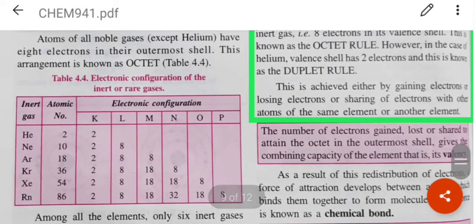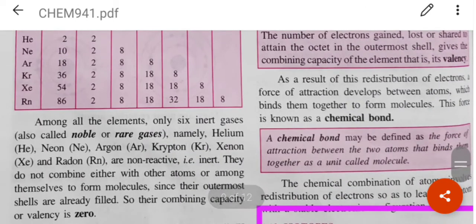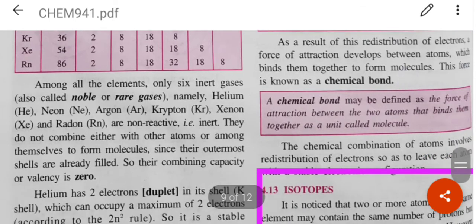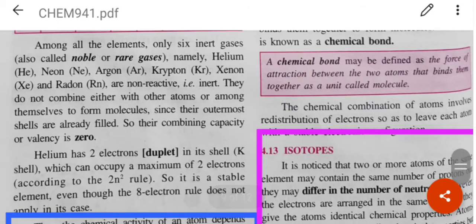So now you are going to learn this. So as a result of this redistribution of electrons, why redistribution? Because there is either gain or loss of electrons. Okay. Then what happens? A force of attraction develops between atoms which binds them together to form molecules, and this force is known as the chemical bond. Okay. So you learn the definition.